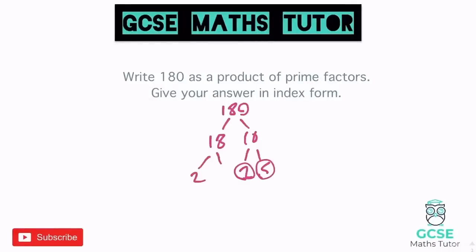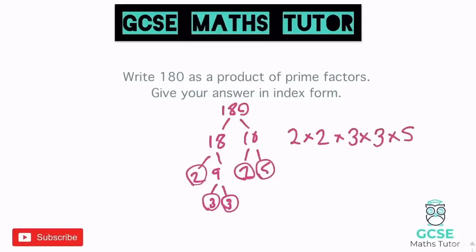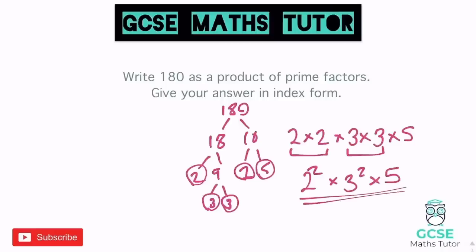18 is 2 and 9, and 9 is 3 and 3. And again, locking those all off when they're prime. Remembering you can write down some of the prime numbers if it helps. Now writing these in size order, we get 2 times 2 times 3 times 3 times 5, and then we can simplify these. So 2 times 2 becomes 2 squared, 3 times 3 becomes 3 squared, and then times 5 at the end, and that's in index form there using indices.